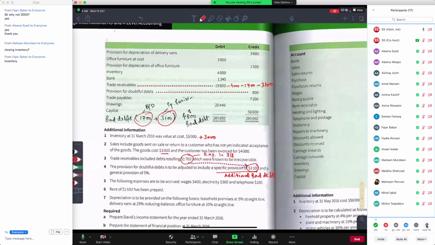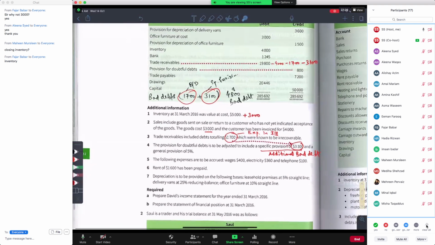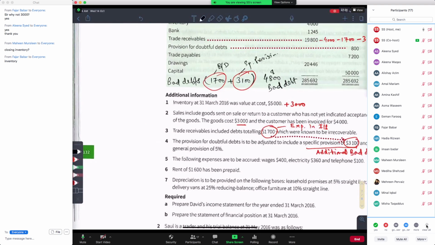Excellent. Now comes the next part, the general provision of 5%, and this is exactly how we are going to do it, जैसे हमने कल वाला किया था. So मैं इसी border margin को यहाँ पे use कर लेता हूँ. So first of all, we need to determine our trade receivables. Our trade receivables are 19,800 originally given in the trial balance.